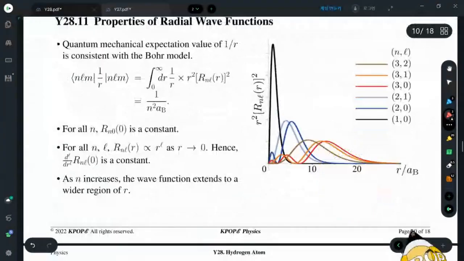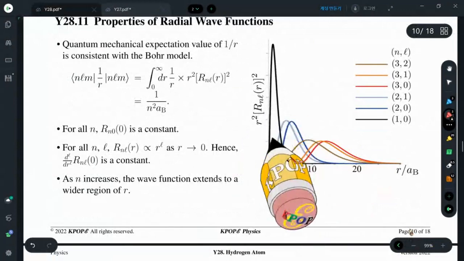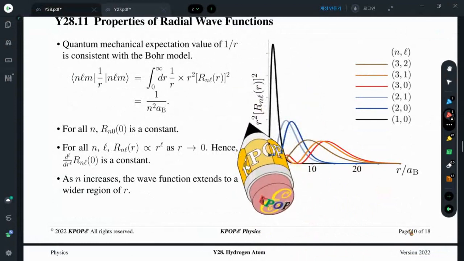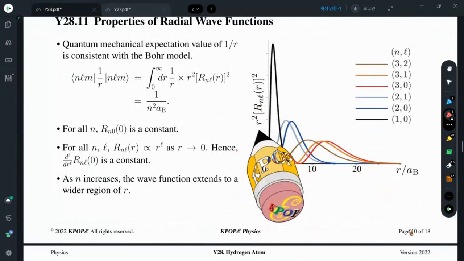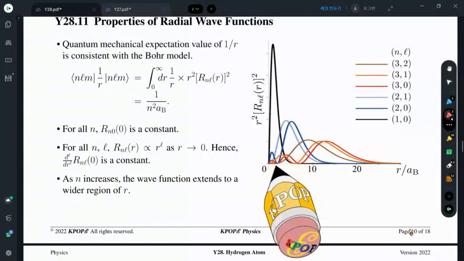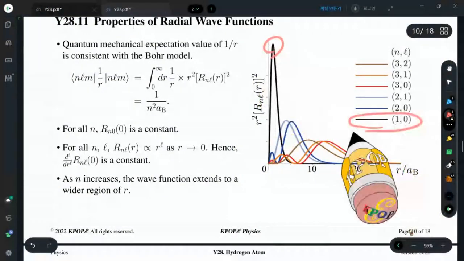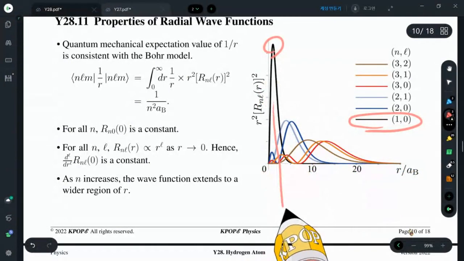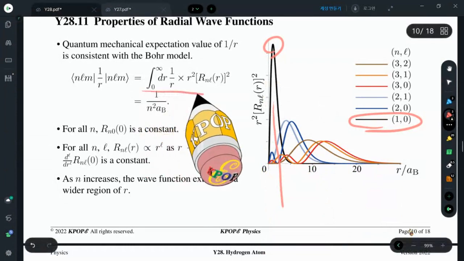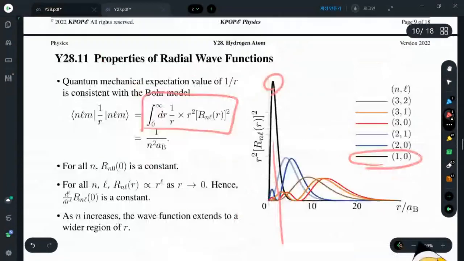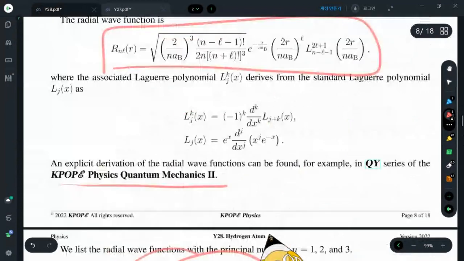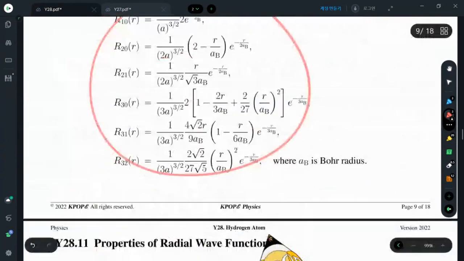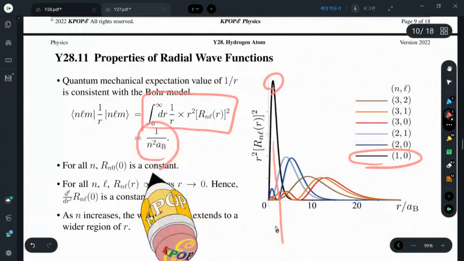Let me draw a figure. As you can see, the radial wave function gives a distribution. So if you square this and multiply it by r squared, it gives the probability of finding an electron. This state is the ground state, and its average will give the Bohr radius. Actually, explicitly, in this note I have evaluated all possible cases, and it is given like that.